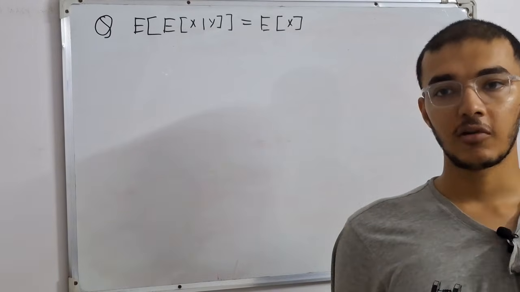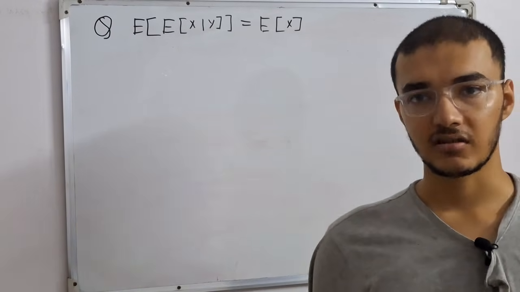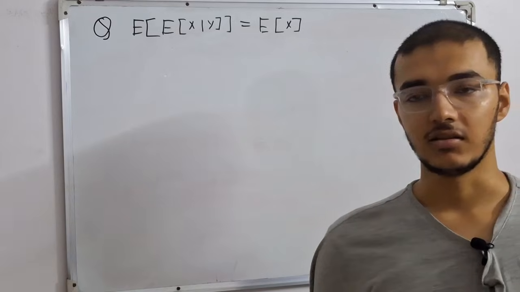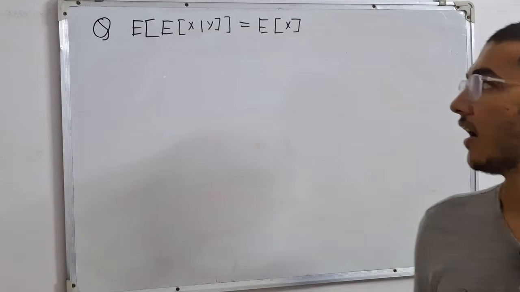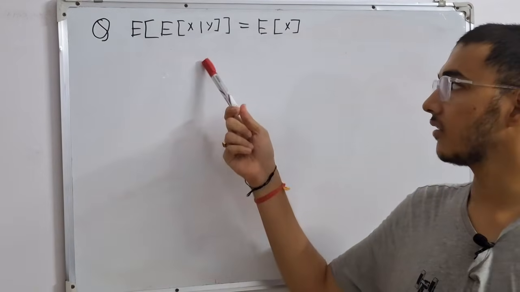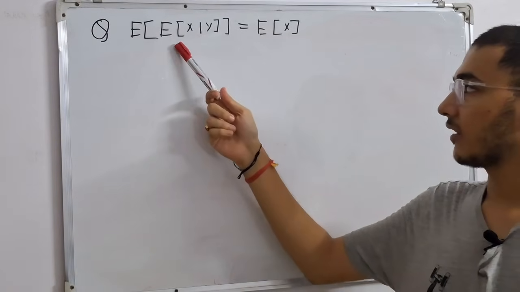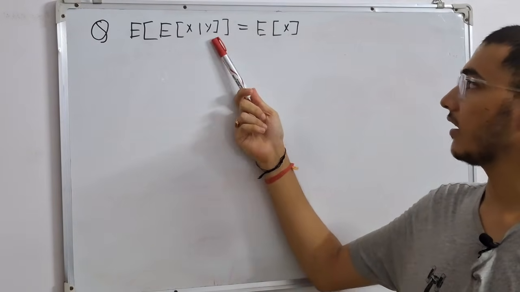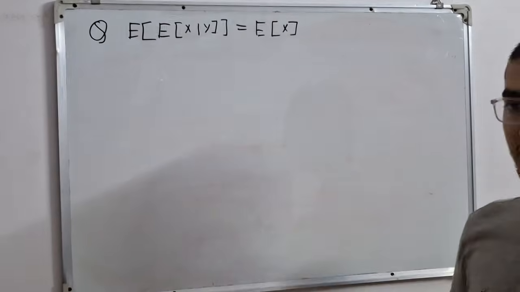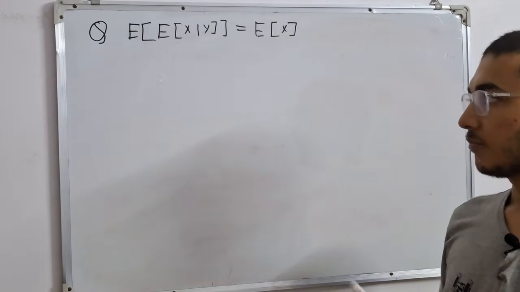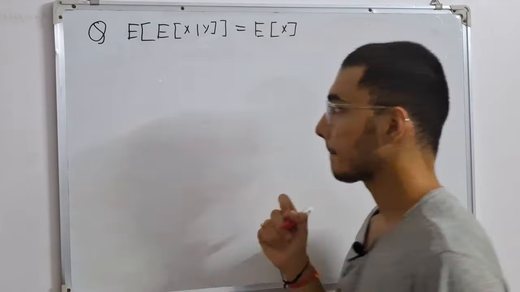I've studied for 4 hours and I have completed one lecture and revised Python. The lecture was about this proof: expectation of X given Y equal to expectation of X. So I'm going to try to prove it and explain it.